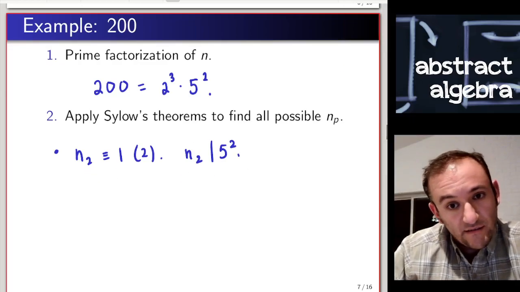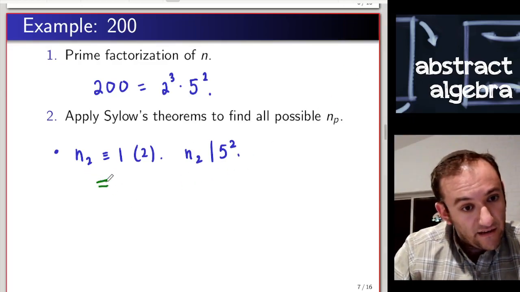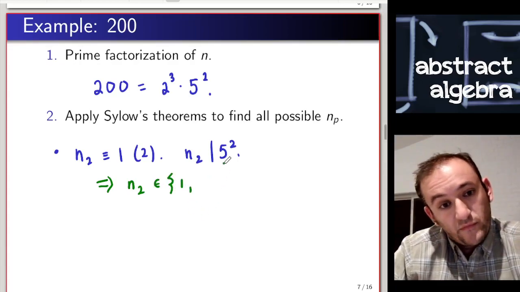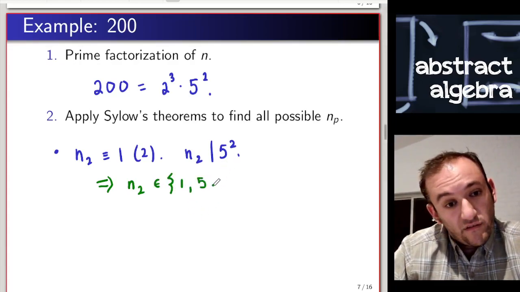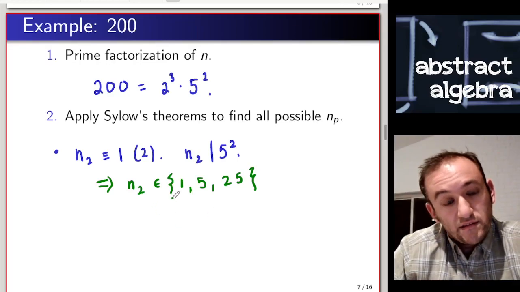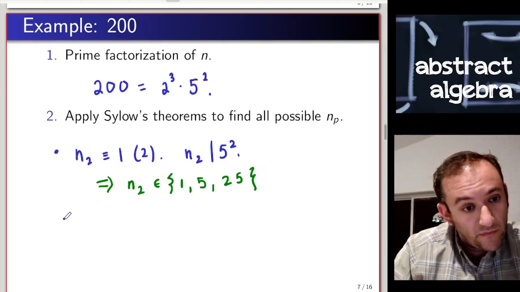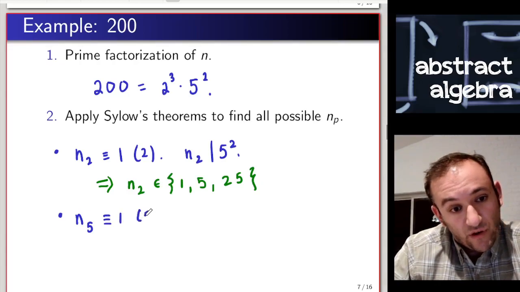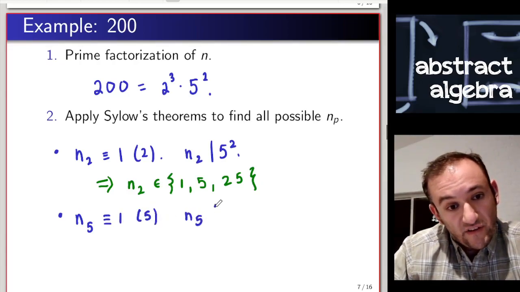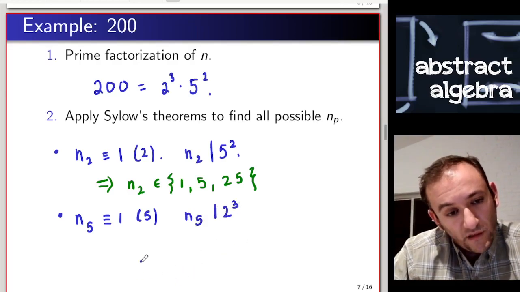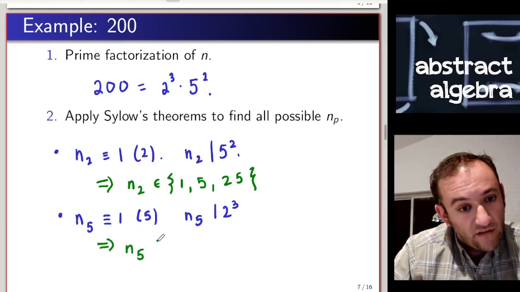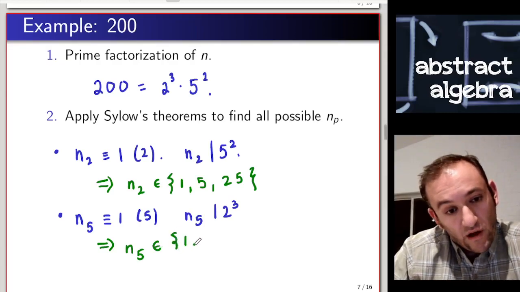Okay, so what does that mean for us? That tells us that n2 could be equal to 1, it could be equal to 5, and it could be equal to 25. Right? These are all factors of 5 squared, and they're all 1 modulo 2. How about n5? Well, we know this is, again, congruent to 1 mod 5, and must divide 2 cubed. So that tells us that n5 has to be in the set 1.